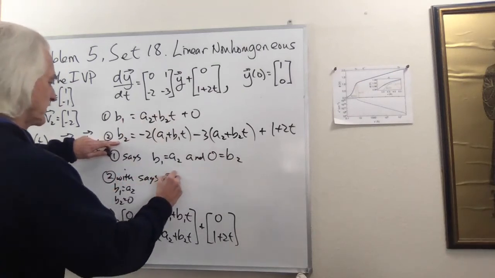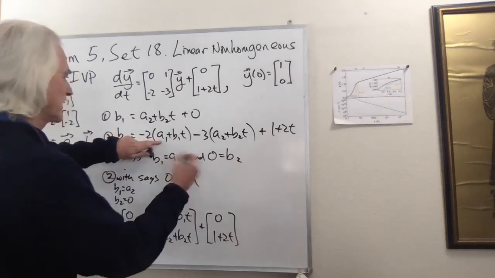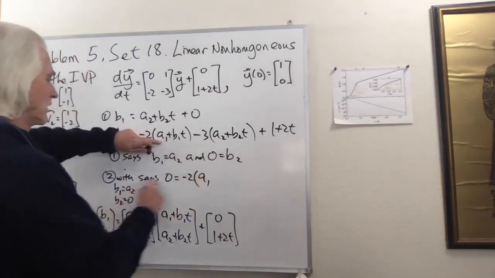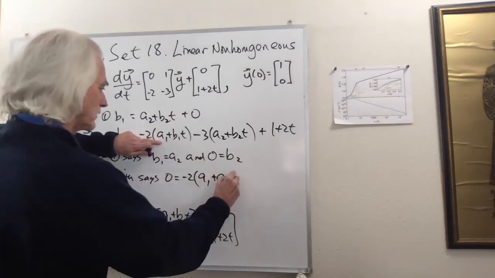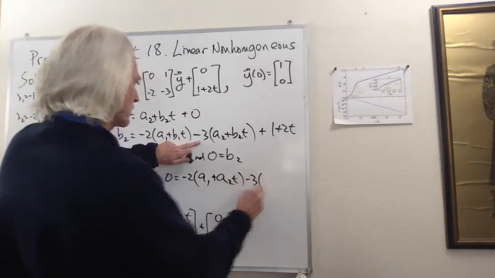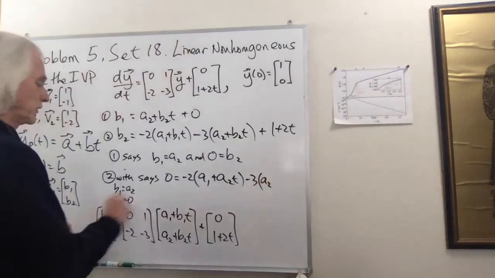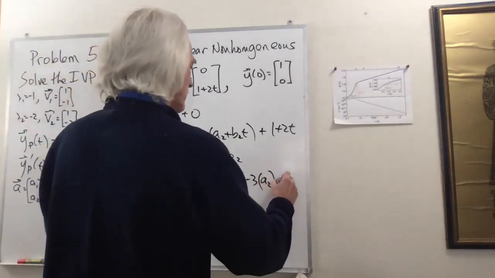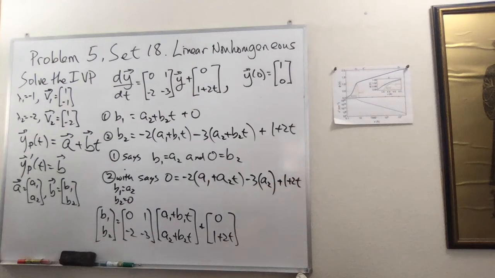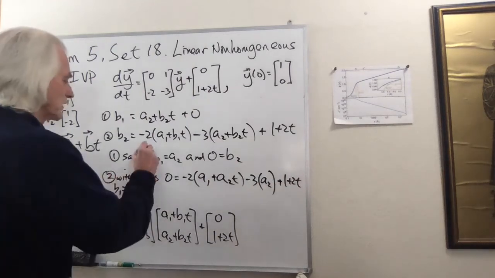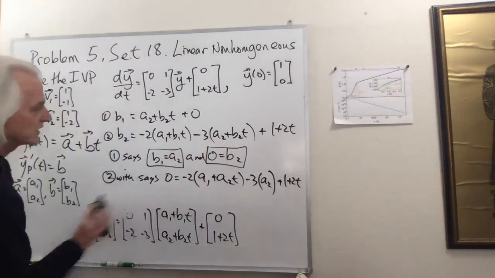Cool. So that says that 0 equals negative 2, keeping the A's and getting rid of the B's. So this is A1, plus B1 is A2, T, minus 3 times A2, which is just A2. But B2 is 0, so I close that up. Plus 1 plus 2T. Okay? All right. So let me see. Maybe I should circle what I already know, and I'll get rid of this.